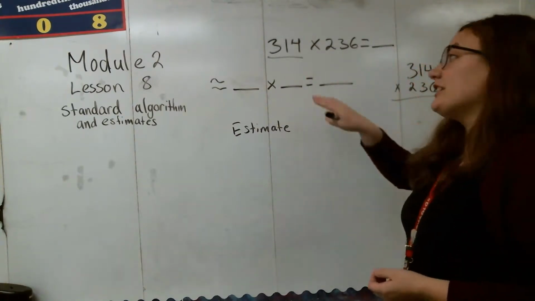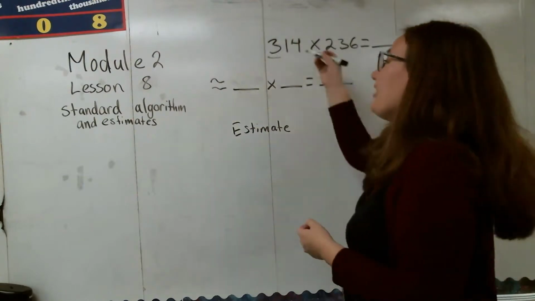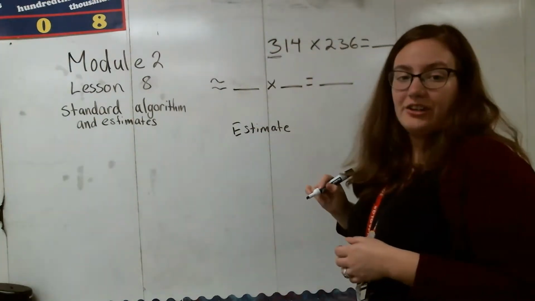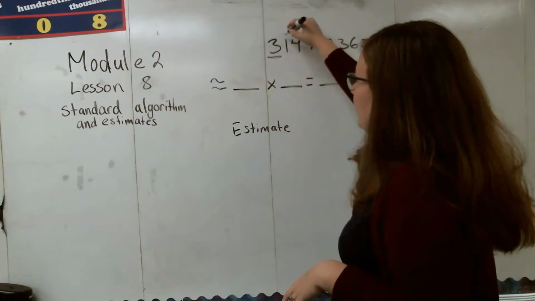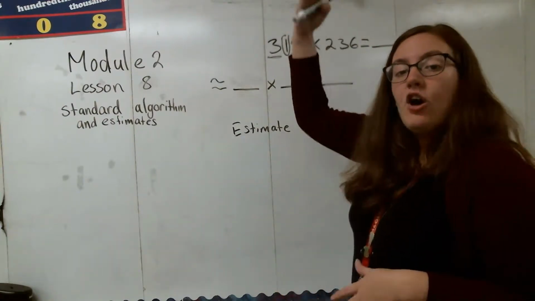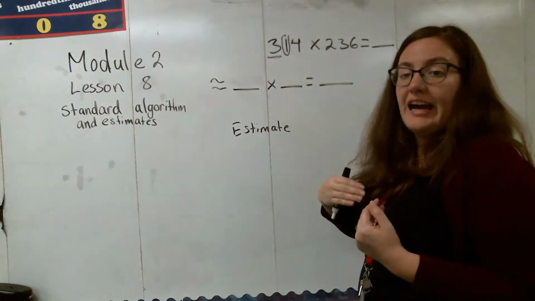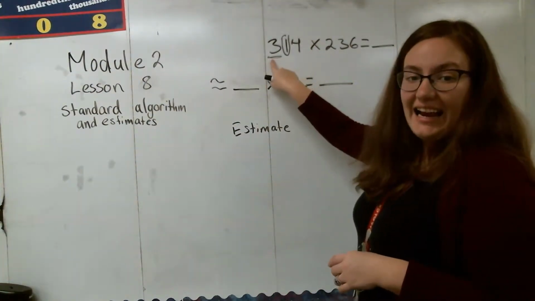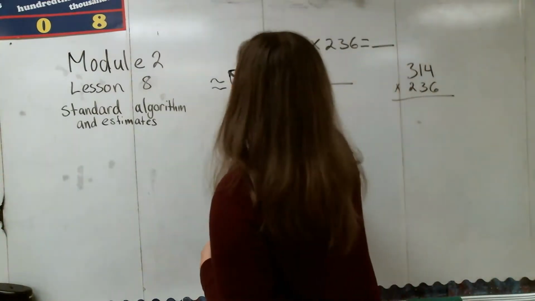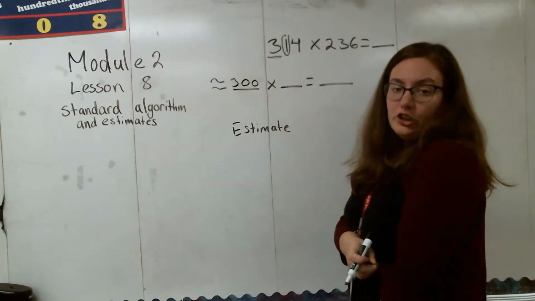So when I round to the nearest hundreds place, if you remember way back when, we'll underline the place value that we're rounding to. I'm going to circle this next number, and this next number tells me if I round up or down. Since it's only a 1, that means I'm going to round down, so I'm going to stay at 300. So my first factor is going to be 300.